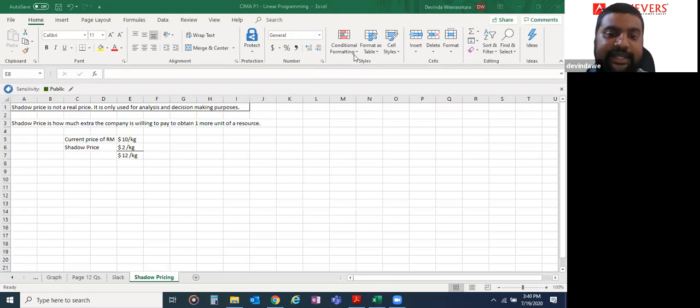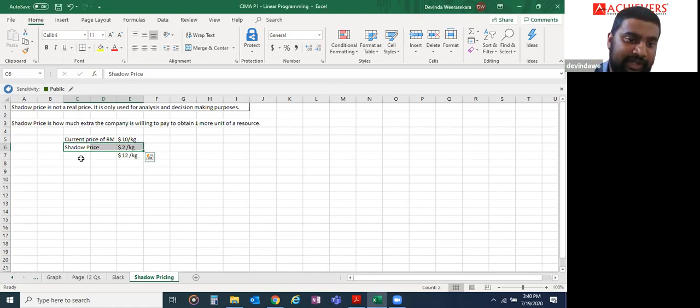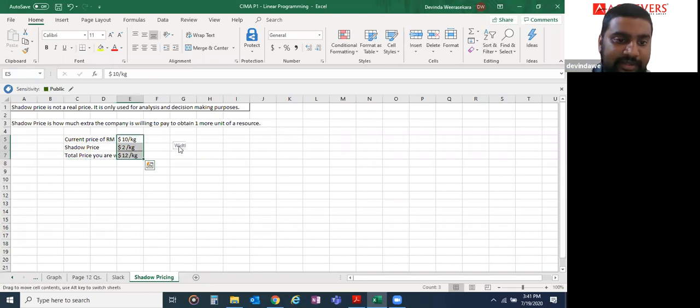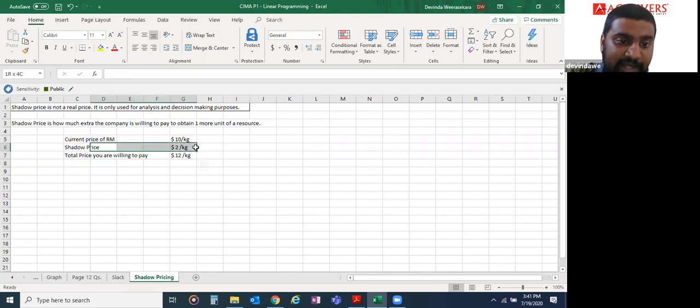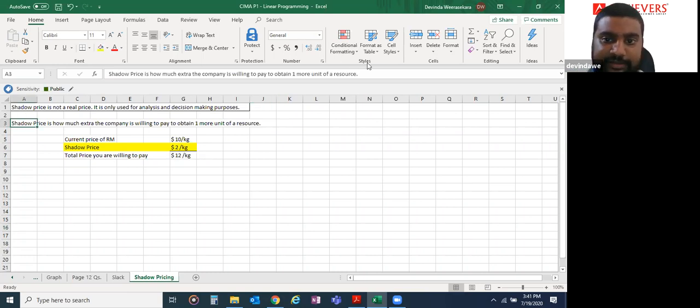There is a question: is it the incremental amount? Yes, it is the incremental amount. So shadow price is only the extra part. The total price you are willing to pay is 12, but shadow price is 2. Shadow price is only the extra amount you are willing to pay. Clear? Any questions? Right.